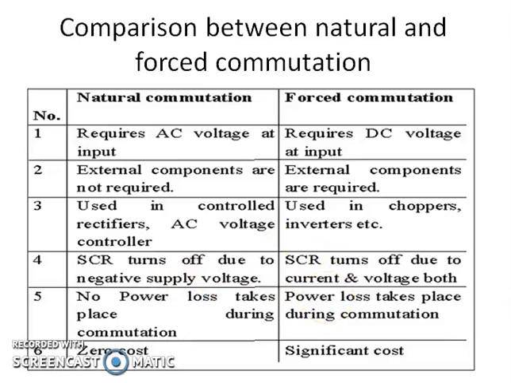The fifth point is power loss. No power loss takes place during the commutation process in natural commutation, but in forced commutation we are employing external circuitry for commutation, so there is power loss. Natural commutation cost is 0. In forced commutation there is significant cost because we are employing external circuitry for commutation. This is the comparison between natural commutation and forced commutation.